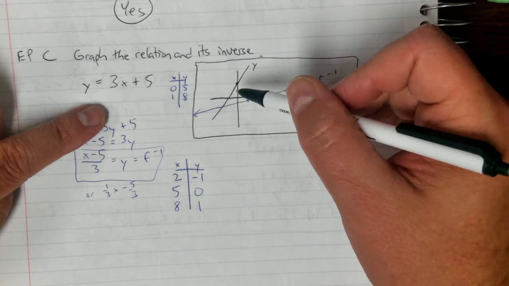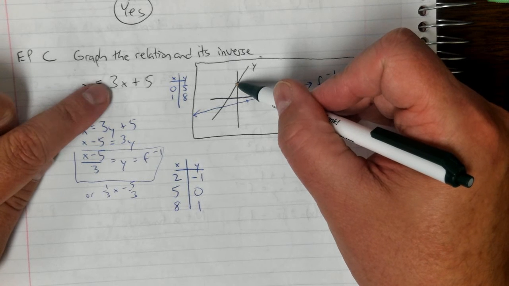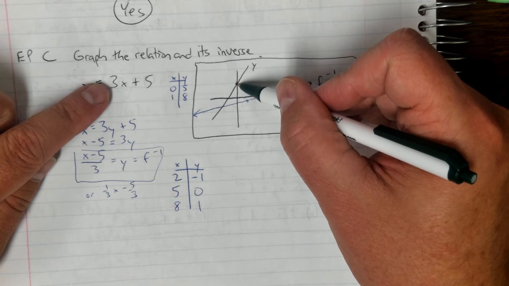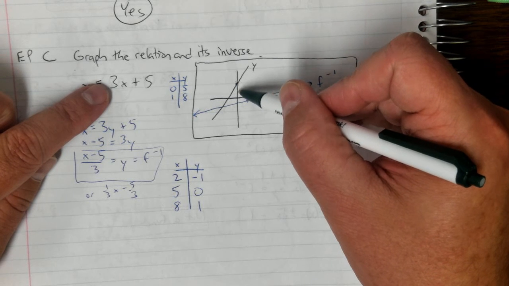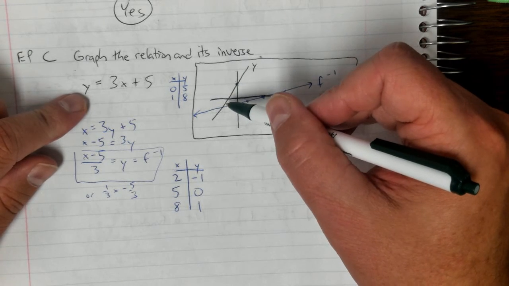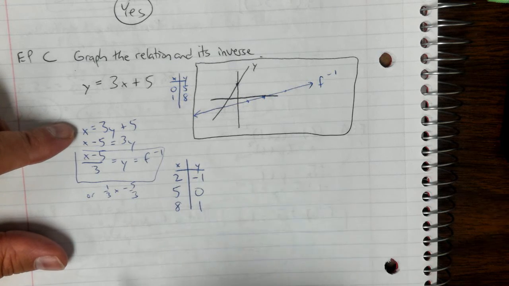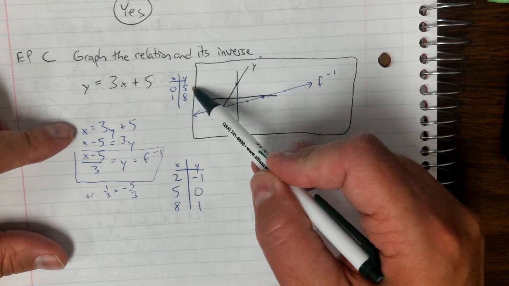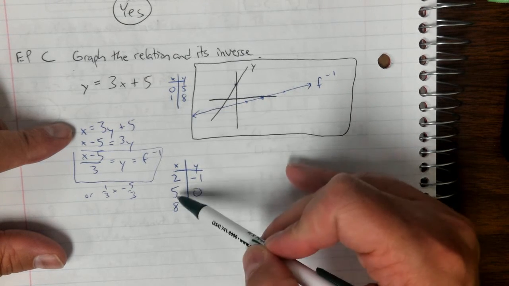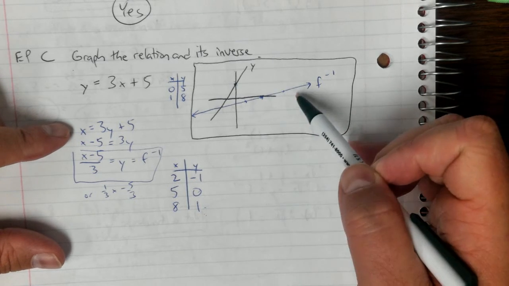The other way to do it is if you do your 0, 5, then since your slope is 3, you go up 3, right 1. And then again from here at the 5, you can go down 3, left 1. So anyway, graph your function. Then for your inverse, the easiest way is just take the 0, 5 and flip it to 5, 0, and take your 1, 8 and flip it to 8, 1. That's the easiest way, and then graph it.